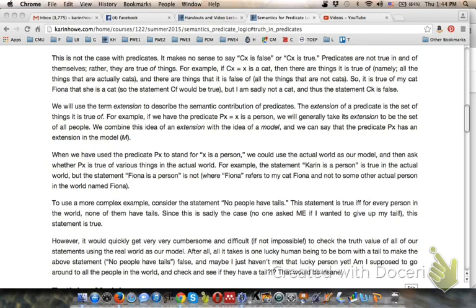Am I supposed to go around to all of the people in the world and check and see if they have a tail? That would be crazy. So we're going to instead talk about truth in a model. I will talk about that in the next video.